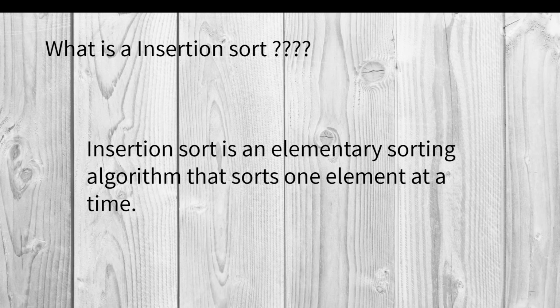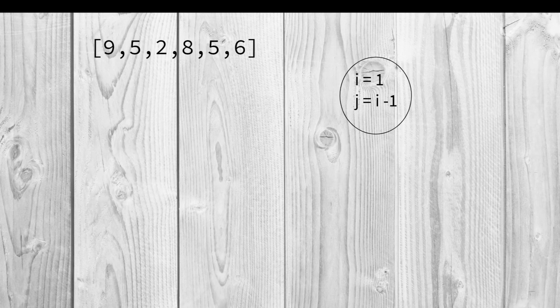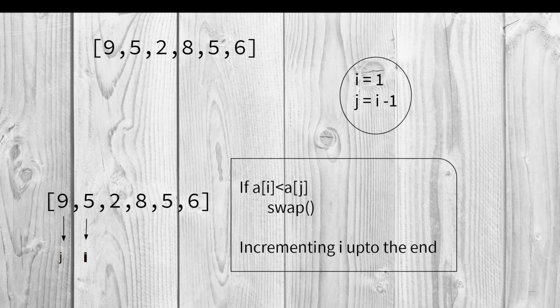Okay, now let me take an example, guys, of how insertion sort actually works. So consider an array of elements 9, 5, 2, 8, 5, 6. Now we will take two pointers i and j, where i will initially point to 1 and j will point to i minus 1, something like this. And we will check with a condition: if the value at i is less than the value at j, we will swap them, incrementing i up to the end.